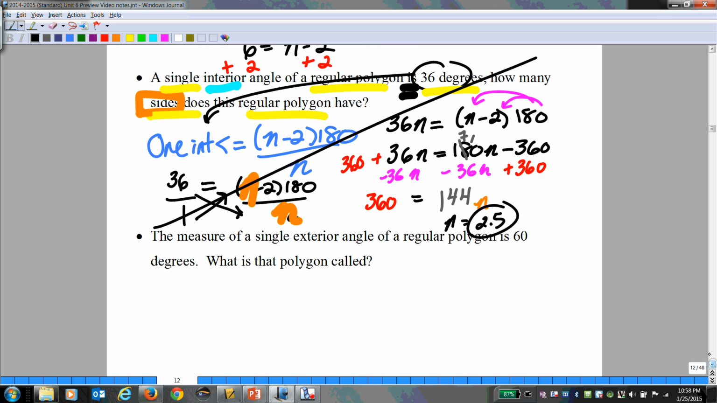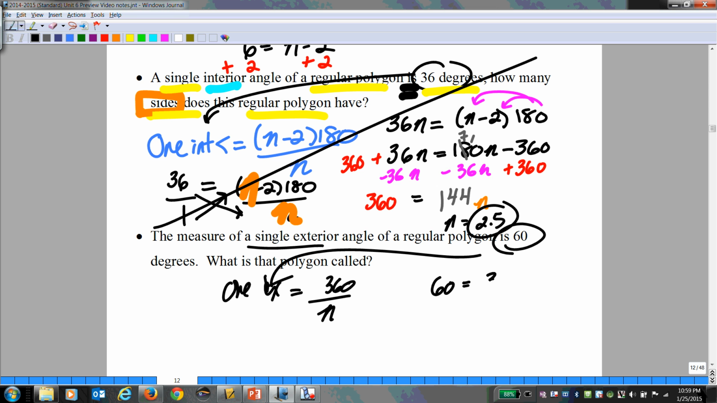Let's do another example. It says the measure of a single exterior angle of a regular polygon is 60. What is that polygon called? Single exterior angle. That is, right, one exterior angle. That's going to be 360 divided by n. So right here, our one exterior angle equals 60. So you do 60 equals 360 divided by n. We're going to put this over 1. Cross multiply, we end up with 60n equals 360. And we divide. And our number of sides here is going to be 6. So it's called a hexagon.